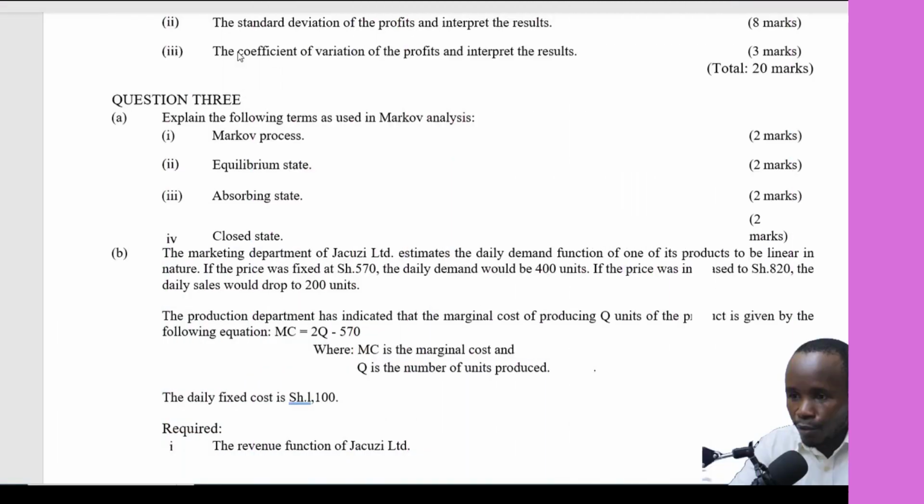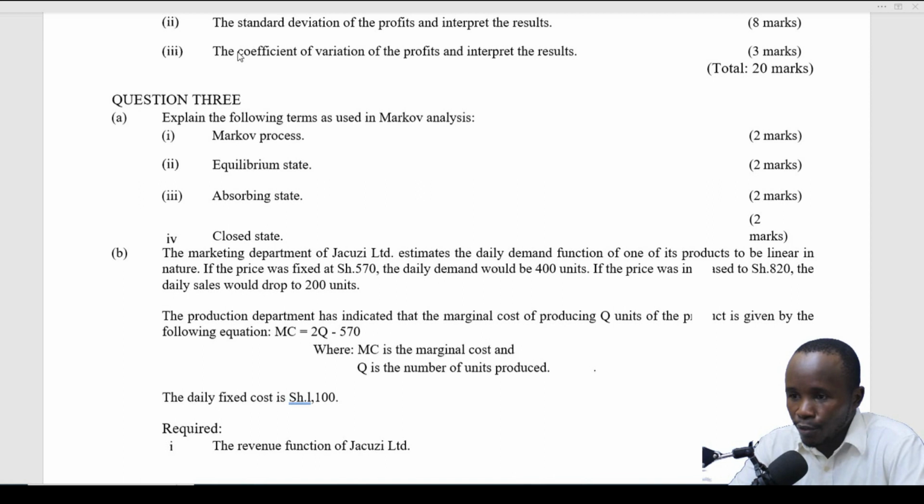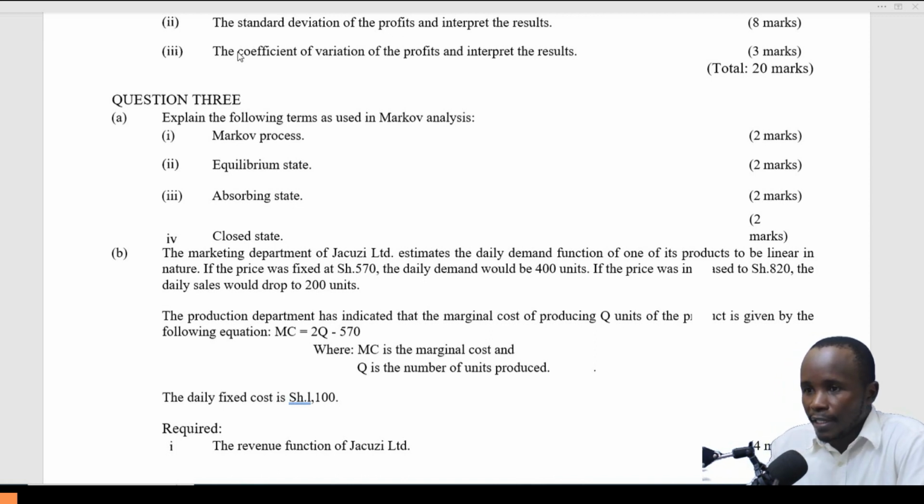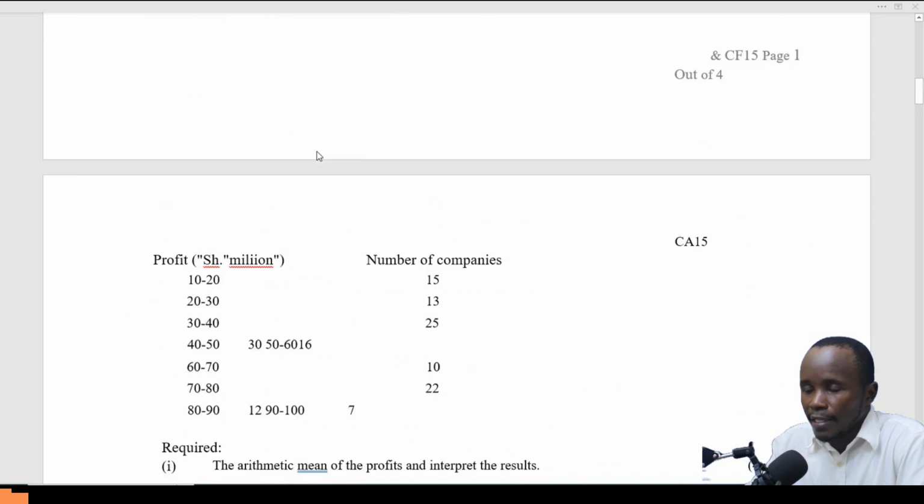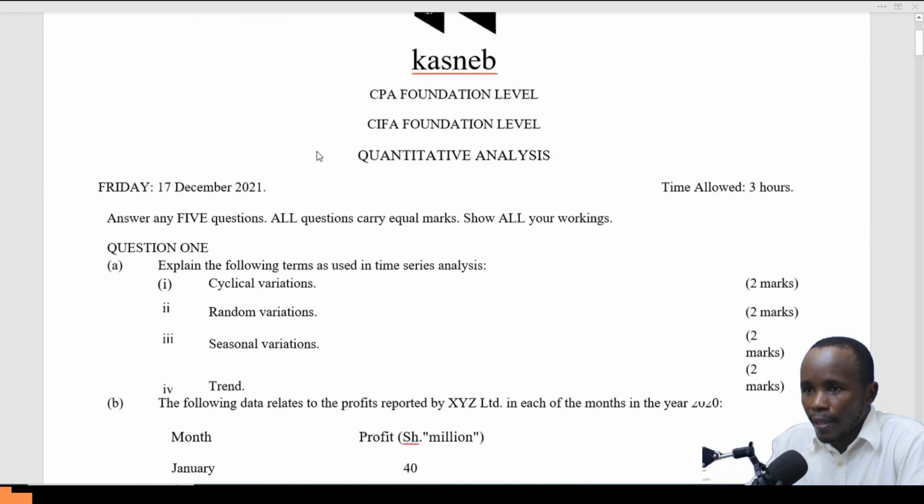Another lesson. In this lesson, we are going to begin looking at past exams on the topic that we covered recently, integration and differentiation. I'm going to look at some questions that have been tested by KASNEB on the same topic.